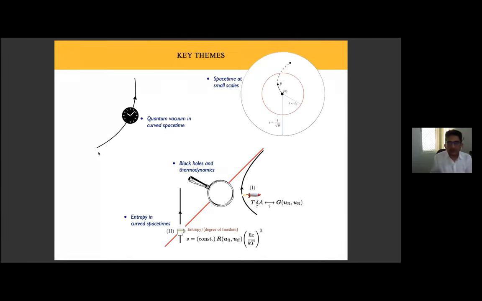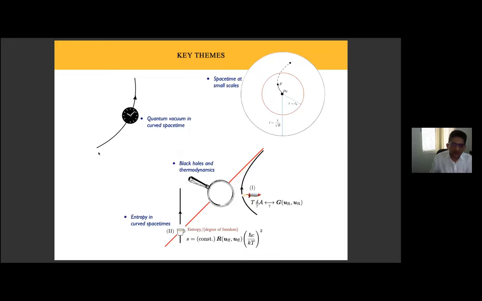So here will be the key theme. Of course, the upper right is what I will focus most of the talk on, that is the structure of space-time at small scales and how you can characterize it by using the results that we already know. Then I'll try to see whether this can provide any new insights into the results that have already been derived based on things like black hole thermodynamics, the Unruh effect, and essentially the connection between gravity and thermodynamics.